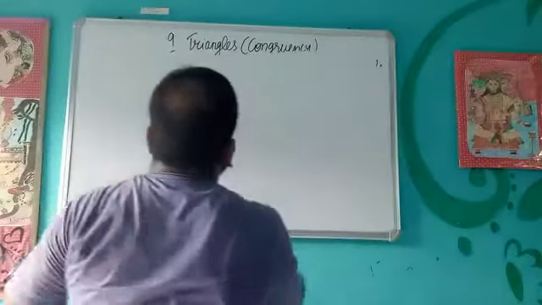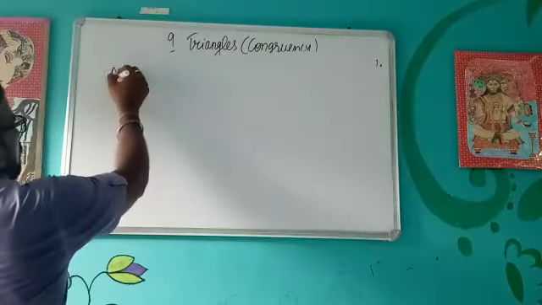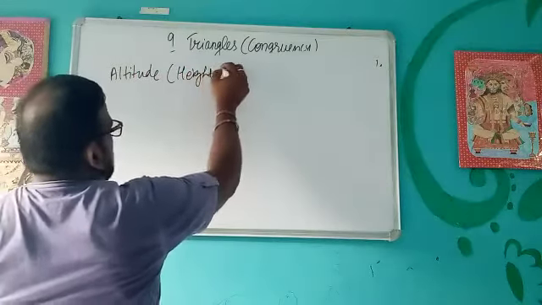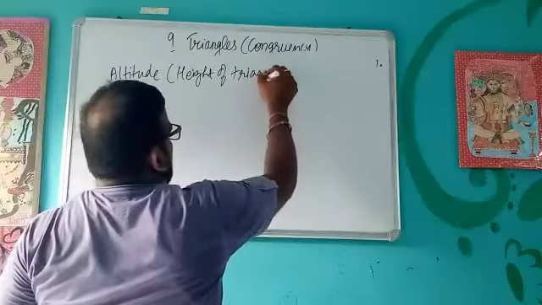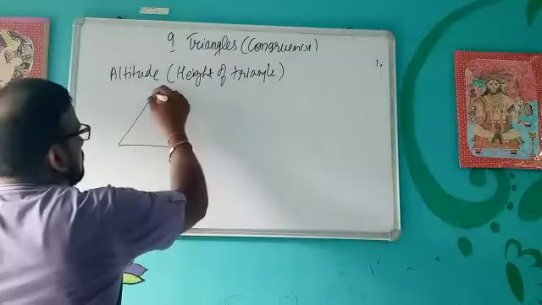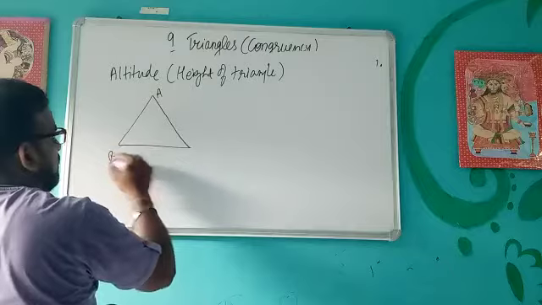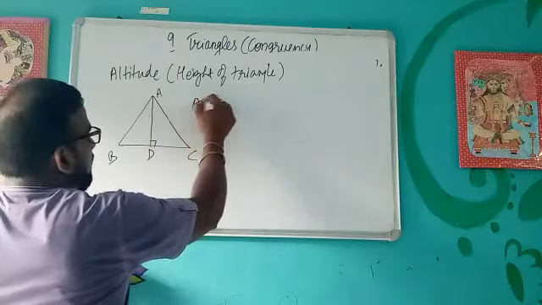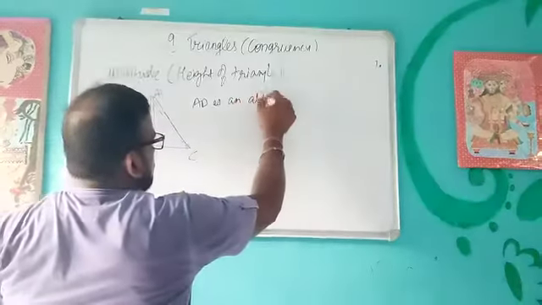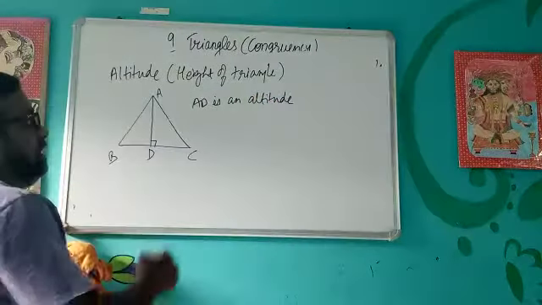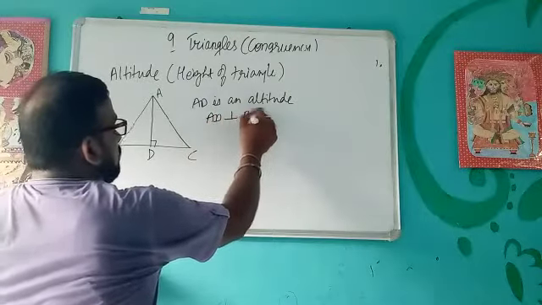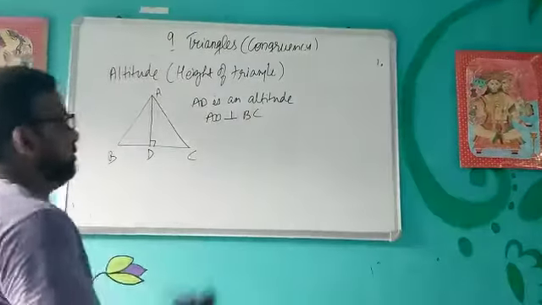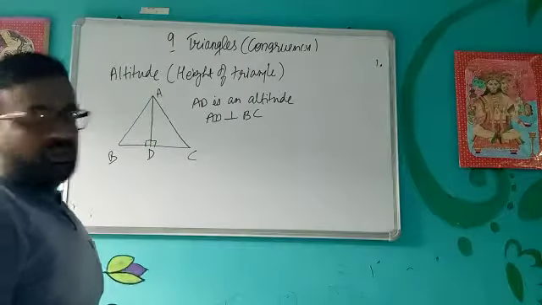Then next is altitude. Altitude basically defines the height of a triangle. Okay, suppose this is a triangle ABC. So what is, okay, AD. So AD is an altitude. That means AD is perpendicular to BC. So whenever it is given that a line segment is an altitude to a side, that means that line segment is perpendicular to the opposite side.